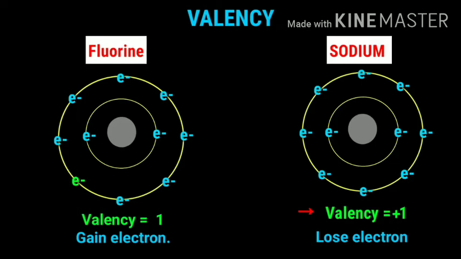Now in fluorine's case, its outermost orbit had 7 electrons, so it has gained 1 electron from outside. So its negative charge is more than the positive charge. Electrons are more than protons, so its valency can be represented by -1.